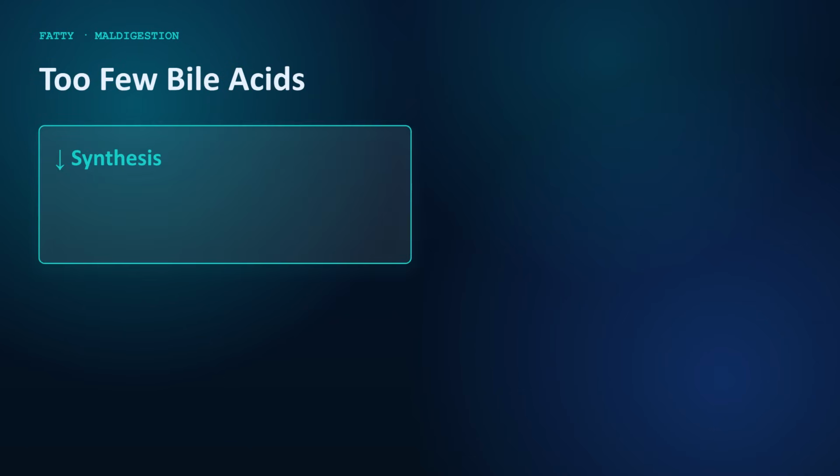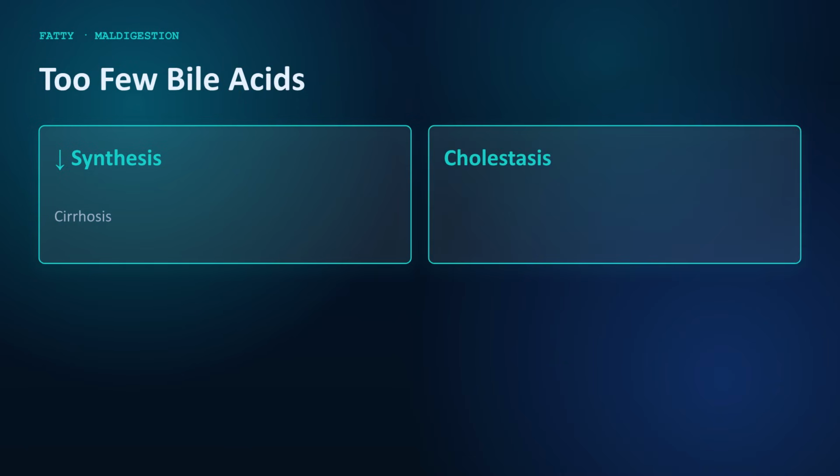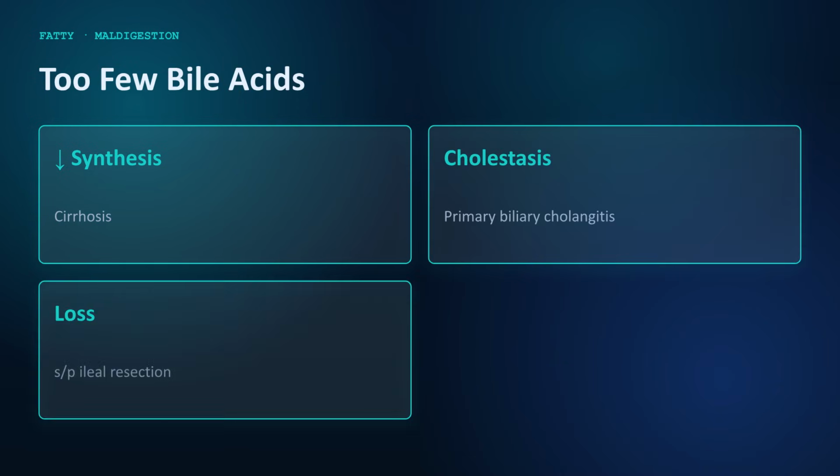The second maldigestion mechanism is too few bile acids. Without bile acids you cannot emulsify fat, so fat is never presented to the pancreatic enzymes properly. There are three routes: reduced synthesis, as in cirrhosis; cholestasis, as in primary biliary cholangitis; and loss of the pool after ileal resection, because reabsorption fails.